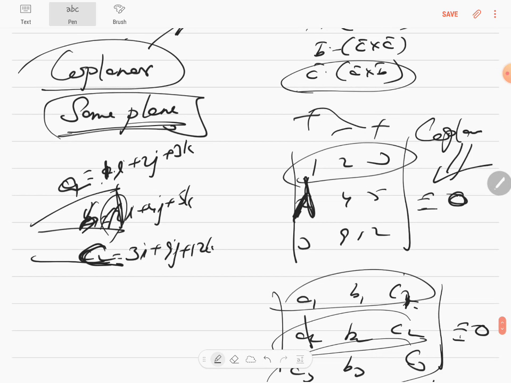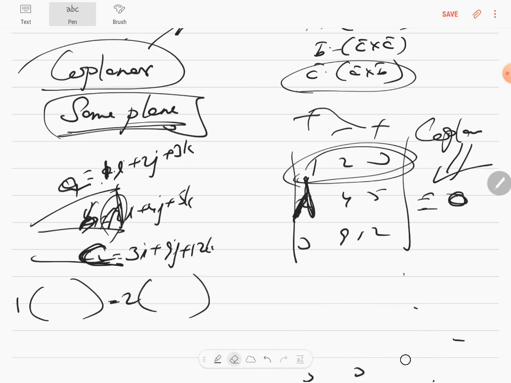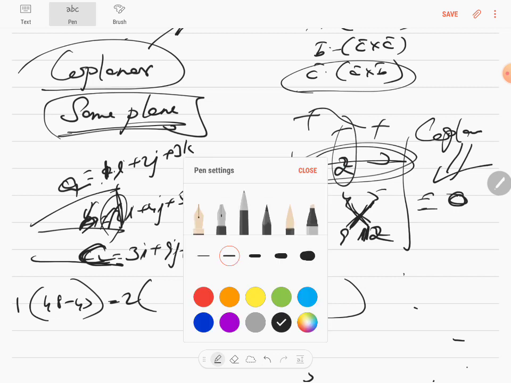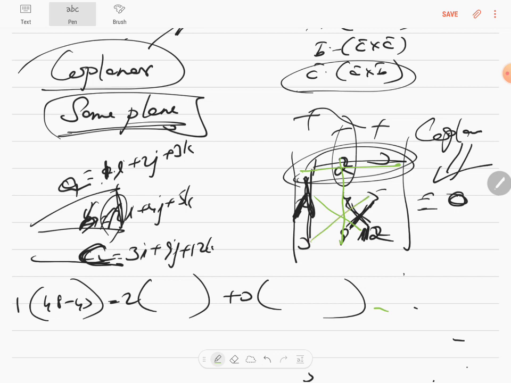You can freeze this first row as 1 into, minus 2 into, and plus 3 into. When you do 1 into, you remove that row and that column, top to bottom minus bottom to top, which will be 12 fours are 48 minus 9 fives are 45. Okay, so minus 2 into, ignore that row and that column, do top to bottom minus bottom to top, which will be 12 lambda minus 15. Next plus 3 into, ignore that row and that column, top to bottom minus bottom to top, 9 lambda minus 12, equal to 0.